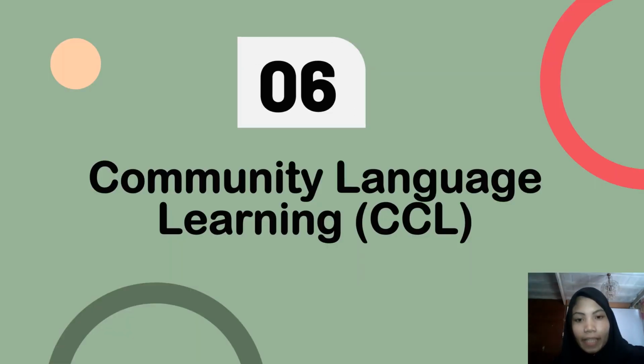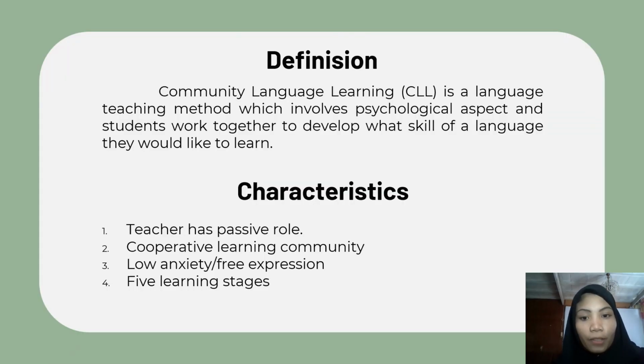The sixth material is Community Language Learning or CLL. The definition of Community Language Learning or CLL is a language teaching method which involves psychological aspects, and students work together to develop what skill of a language they would like to learn. The next is the characteristic of Community Language Learning or CLL.